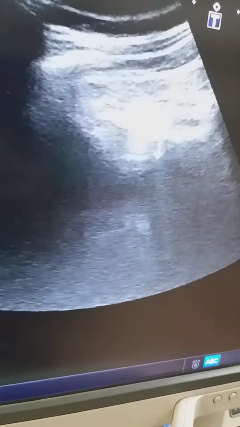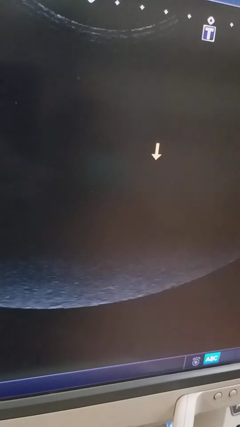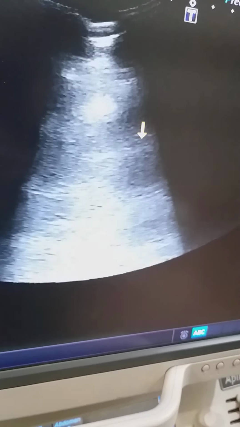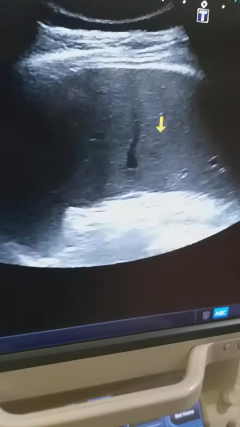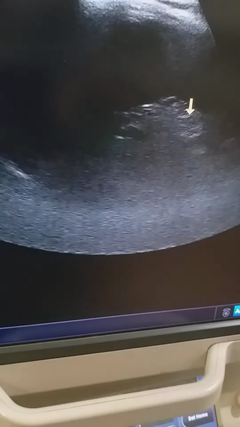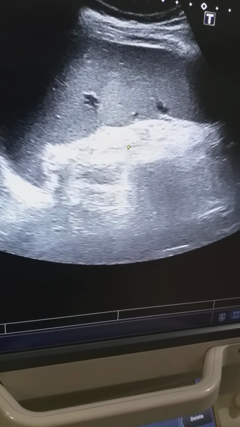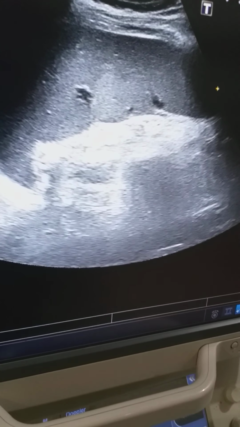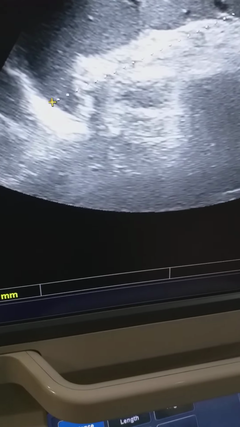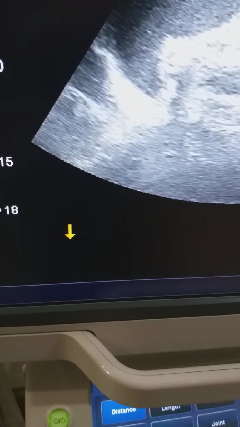So now I am going to see the left side of the patient. This is the spleen. Spleen is obviously enlarged. If we measure the craniocaudal length of the spleen, it is 155 millimeters, so it is enlarged.